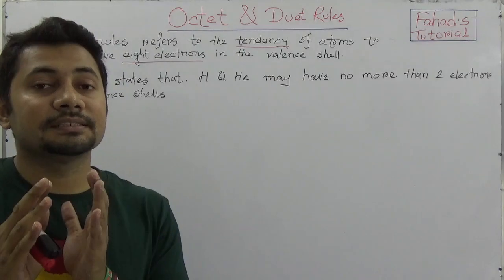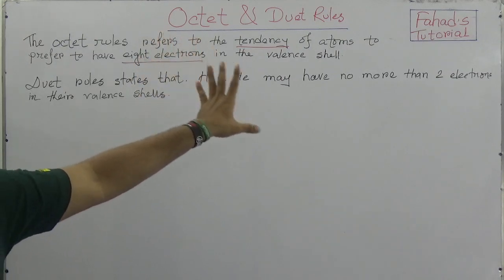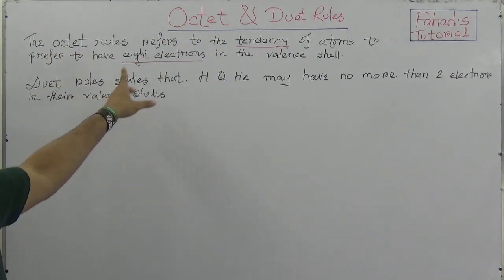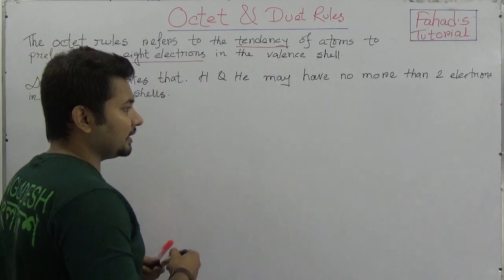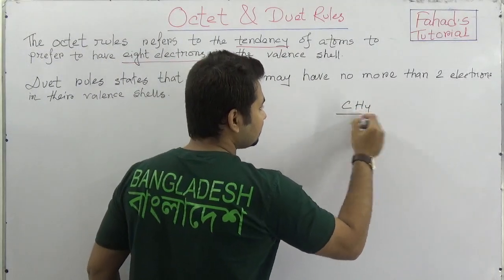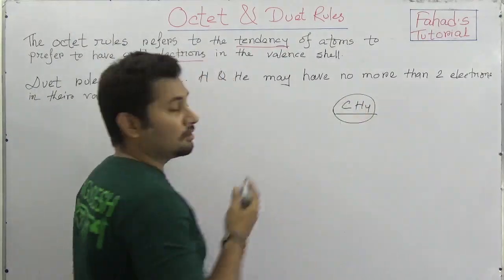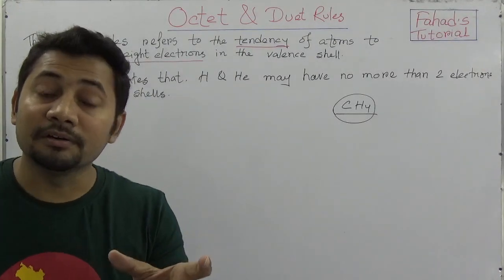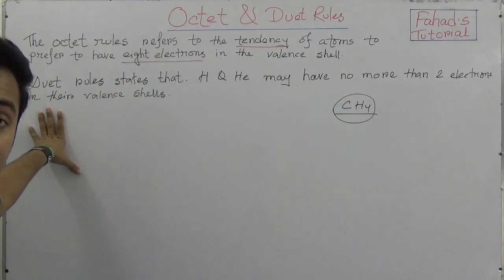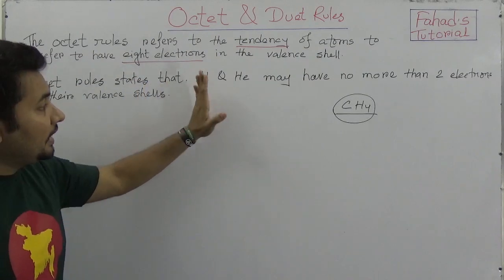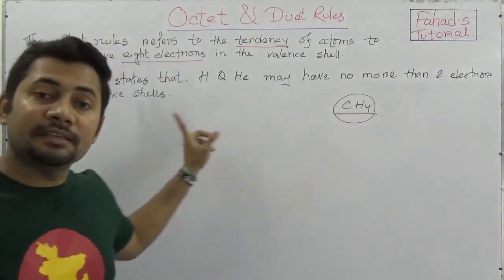So if you want to say what the octet rule is, you say that the octet rule refers to the tendency of atoms to prefer to have 8 electrons in their energy shells. Very simply, when we think about methane, or any covalent compound, you know what covalent bonds and covalent compounds are. Before explaining that, I want to tell you what the duet rule is. The duet rule states that hydrogen and helium may have no more than 2 electrons in their valence shells.